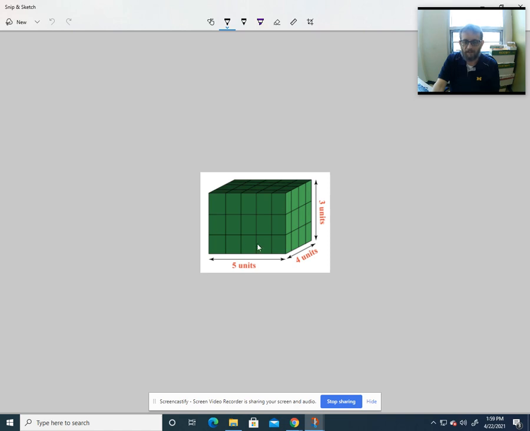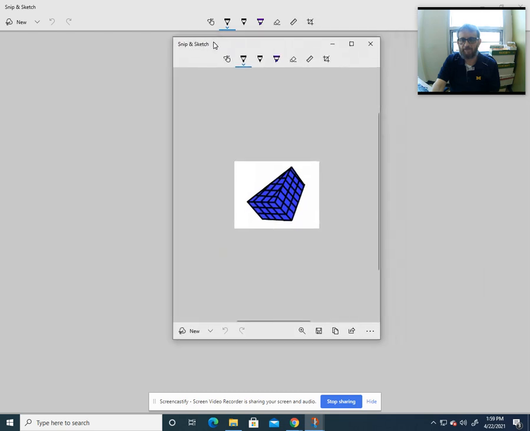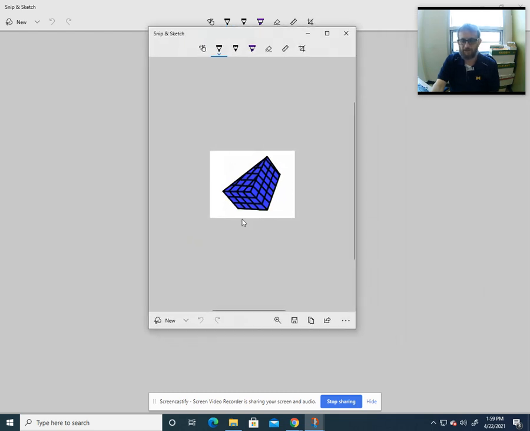So what we're really doing is finding the area of the bottom, which is the number of blocks on the bottom, and then multiplying it by the height. That pretty much holds true regardless of the shape. So if we look here, we've got a triangular prism. Same kind of thing.